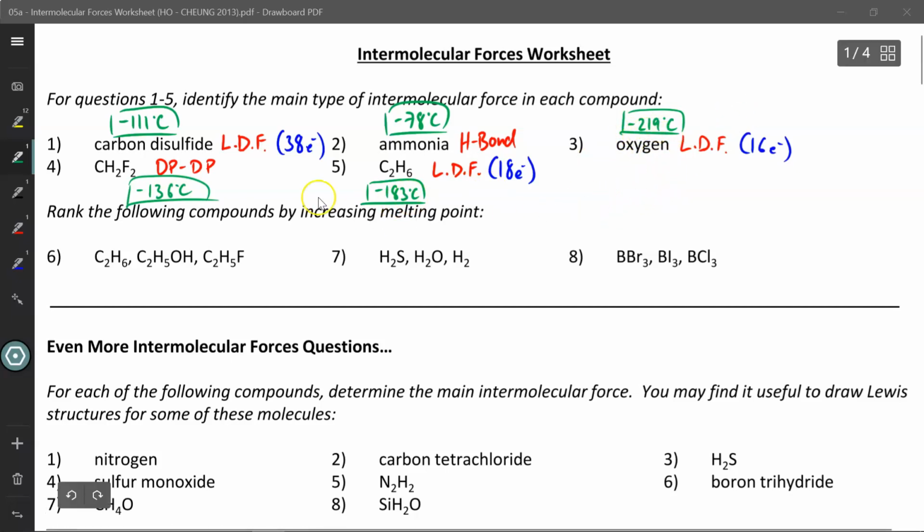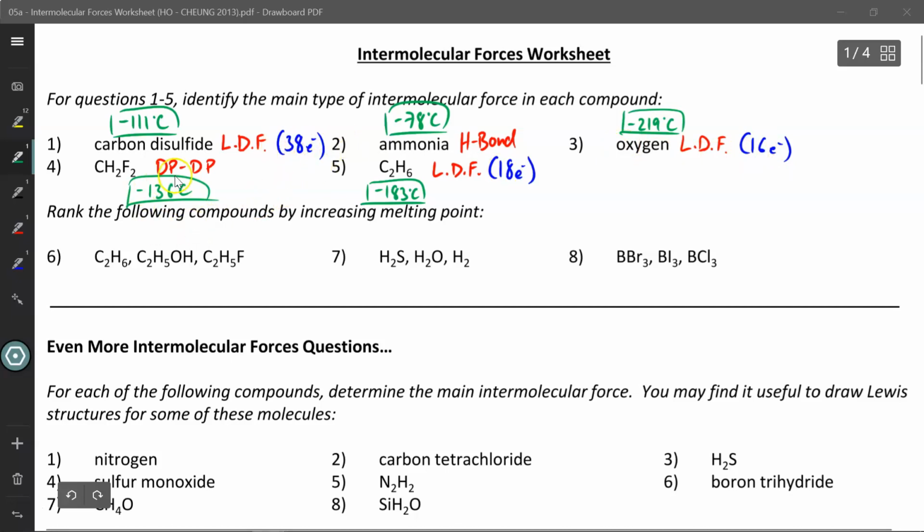Now, in situations where you have to compare between multiple London dispersion forces, which one is going to have the higher melting point? Whichever one has the most number of electrons is going to have the higher melting point, and whoever has the least number of electrons would have the lowest melting point. That's because if you had all 38 electrons randomly move to one end of the molecule, that's going to make that end more negative than if you just had 16 electrons moving to one end as opposed to 38.